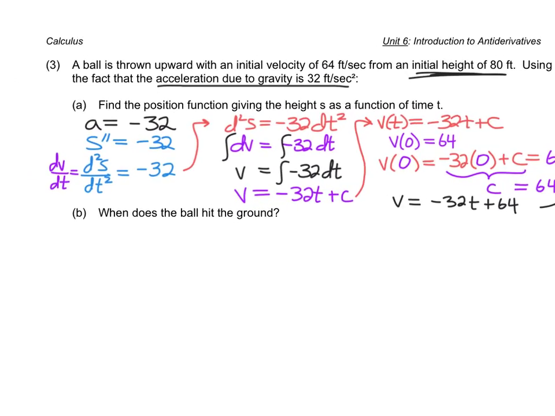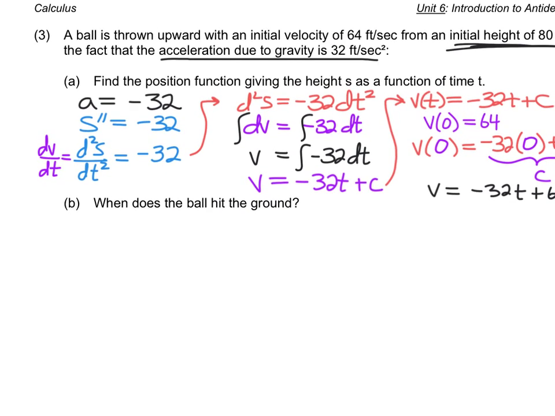Now, when does it hit the ground? That's not bad. Because now that I have a model to represent its path, it would be when the height of that object is equal to 0. So negative 16 t squared plus 64 t plus 80.